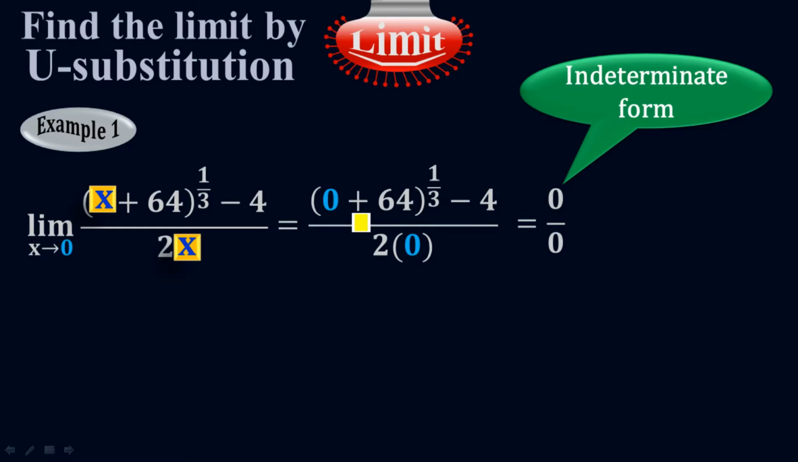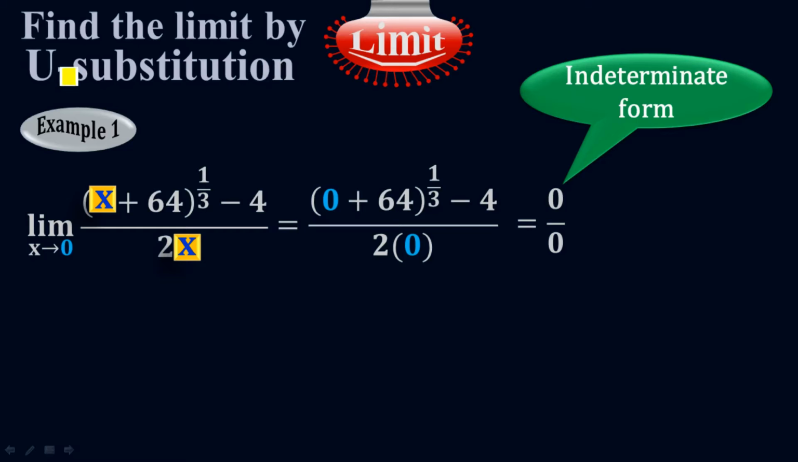Look, I have tried direct substitution here. I plugged in x equals 0 because x approaches 0. So 0 plus 64 is 64 to the 1/3, and 2 times 0 will be 0. So 64 to the 1/3 is 4. Can I write 64 equals 4 to the 3? When I write 4 to the 3, the power of 3 will cancel with the 3, and I will be left with only the 4. So 4 minus 4 will be 0, and 2 times 0 will be 0. There I got the indeterminate form 0 over 0.